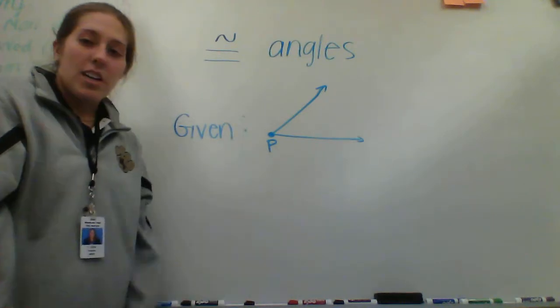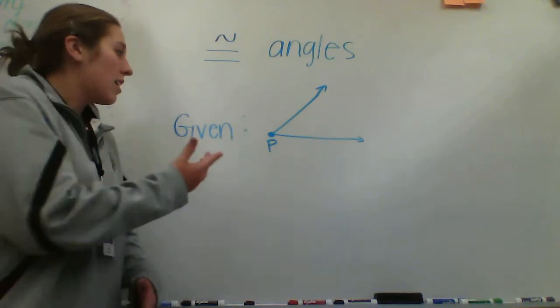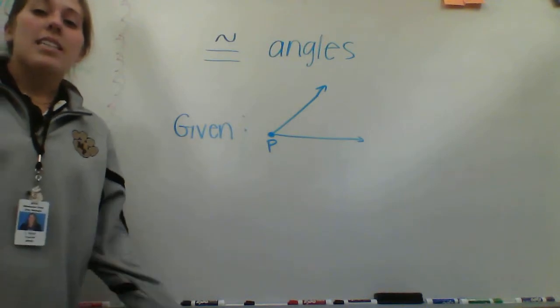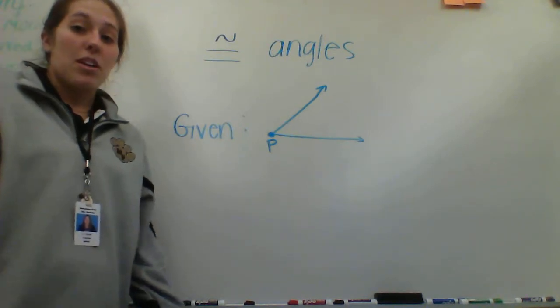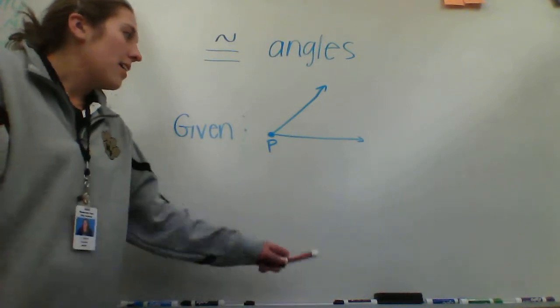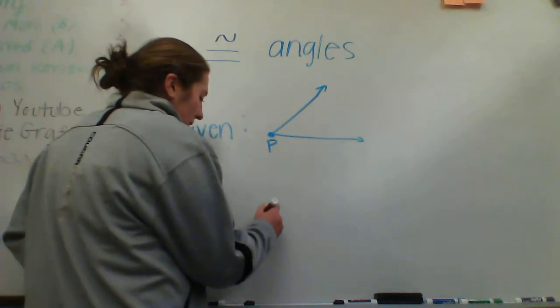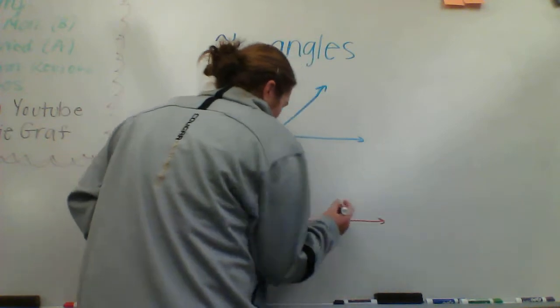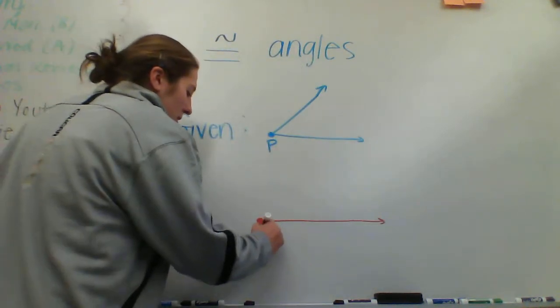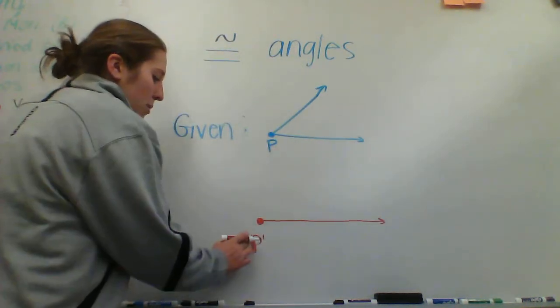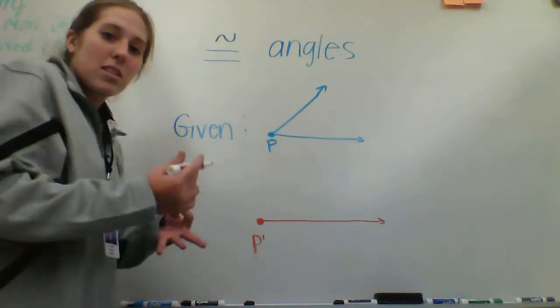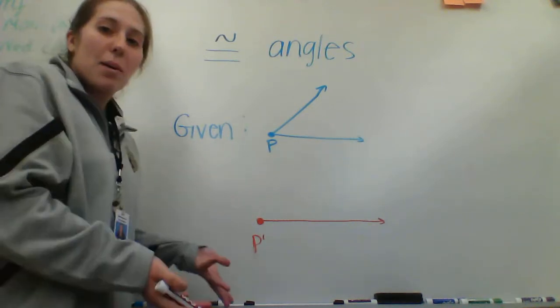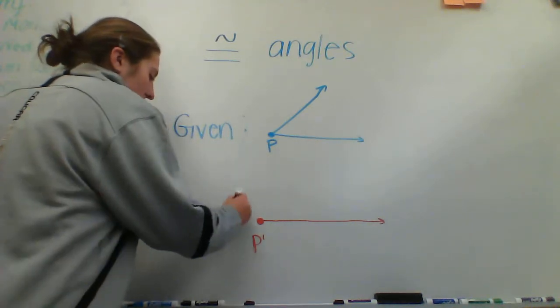The first thing you're going to do when you have an angle and want to construct a congruent one is the same as with a segment. You have to create something new. So we're going to start off by making our own ray. And I'm going to label it P prime, just so you see how the angle is being constructed with the same letters, just with the prime, because they are different. So that's step one. Really nice and simple.